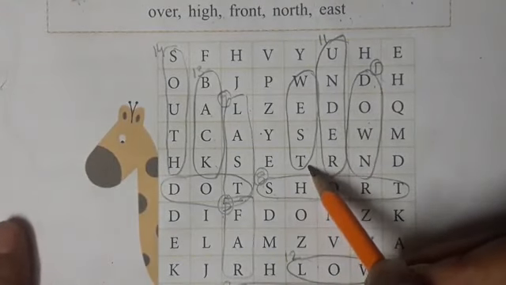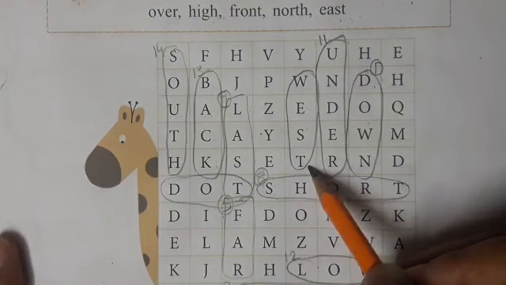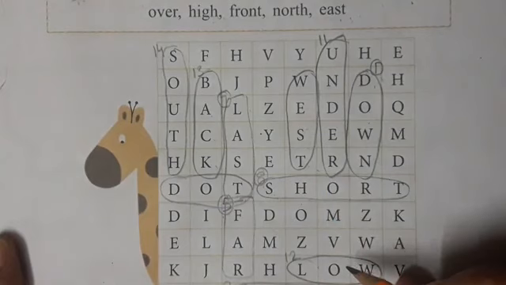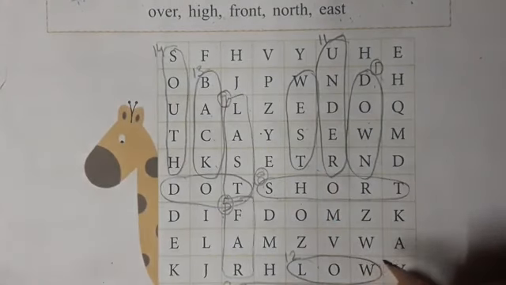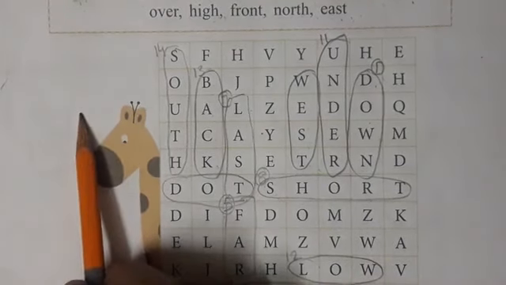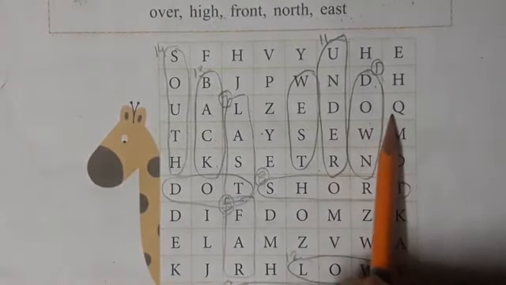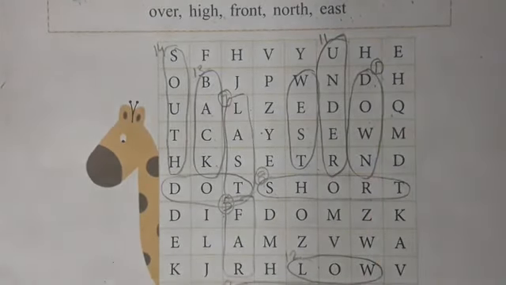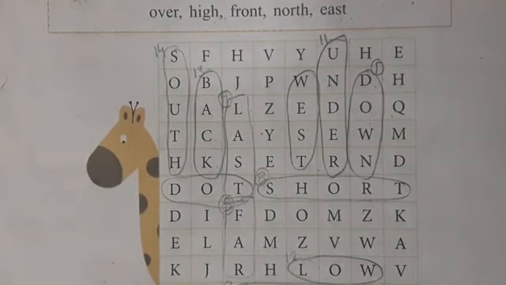W-E-S-T, west. So I hope you are able to find all the words in the particular grid, and you are supposed to do this exercise in the notebook by making a proper format, and on the one hand you will write one word, and on the other hand you have to write the opposite word. I hope you understood. Now let's proceed with the second exercise of worksheet 3.